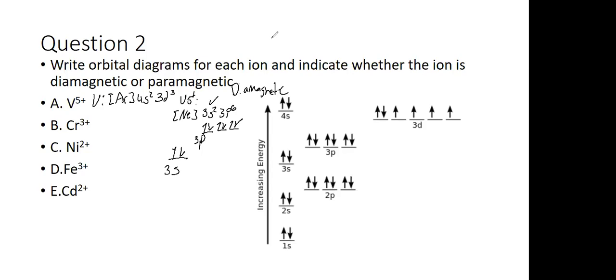So it's okay if you're still working. I'm going to do B because it seems like the majority of us have that, but just in case you're still struggling a little bit, chromium 3+ has the electron configuration argon 3d3. We write out the 3d orbital. There's 1, 2, 3, 4, 5. 1, 2, 3. Right. So that has unpaired electrons. That makes it paramagnetic.